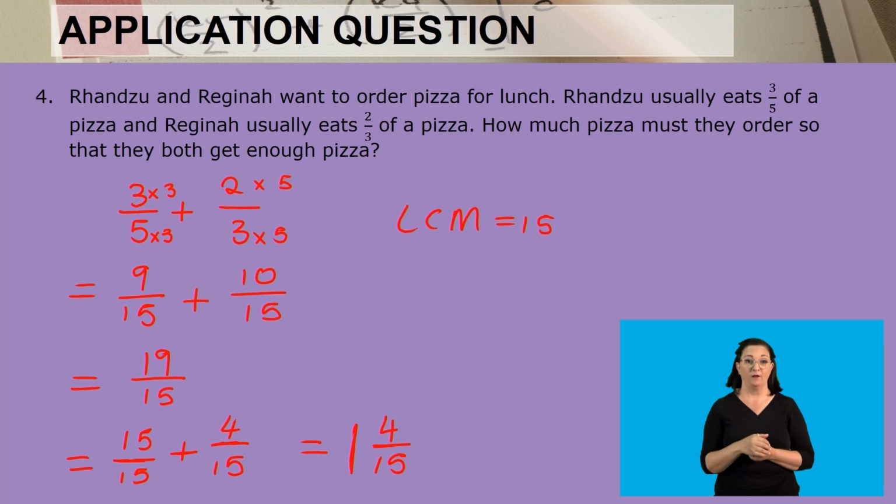So how much pizza must they buy? Because it is more than 1 that they are going to eat put together, it means that they should buy 2 pizzas. We will go to the next whole number because we know that you cannot go to a shop and buy part of a pizza.